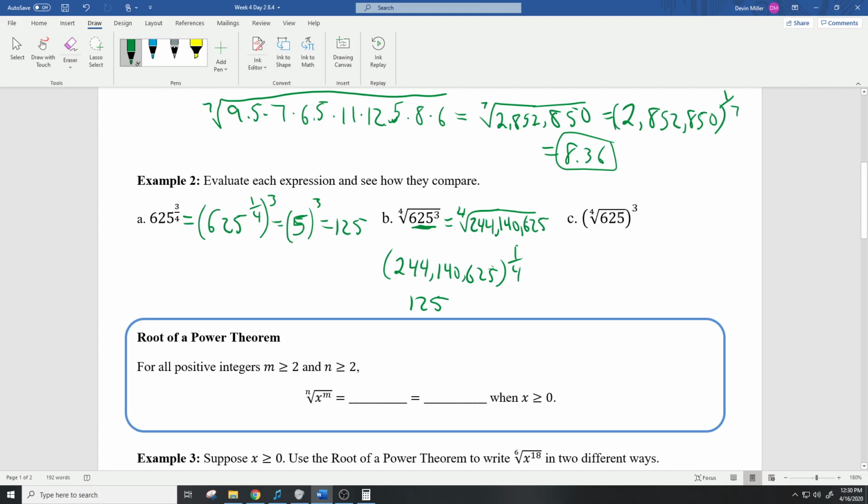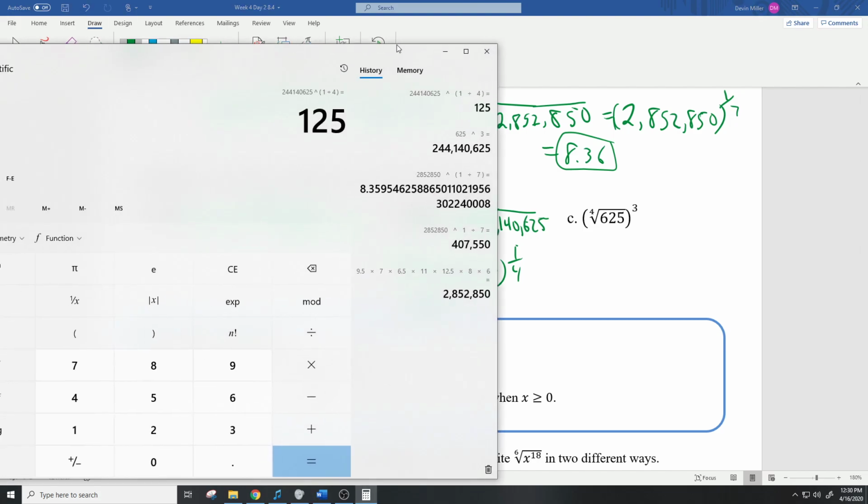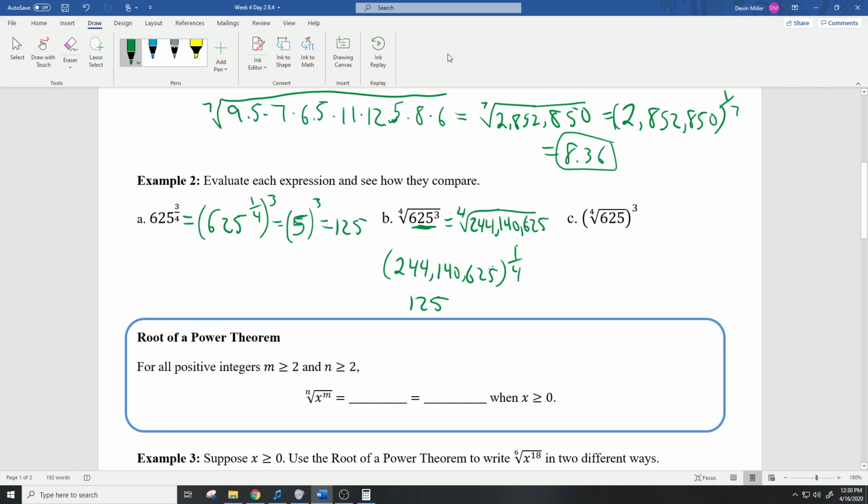Any guesses what the last one might be? Kind of looks similar to the other ones. So the last one, what's in parentheses is the 4th root of 625. You have to do that first. So that is going to be in your chart as well. 4th root of 625 is 5. And then we'll cube it. 5 times 5 times 5 is 125.